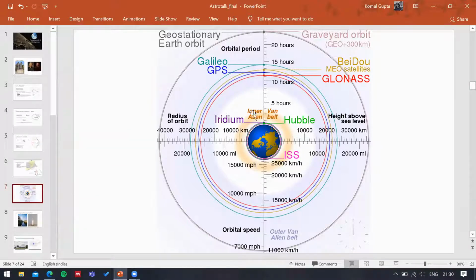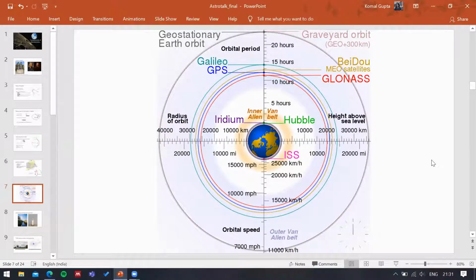There's a low band close to the Earth, and there's a band around 20,000 to 25,000 kilometers. And there's an outermost band here. So these are basically orbits divided into classes based on their altitude. And each of these orbits has a specific purpose.